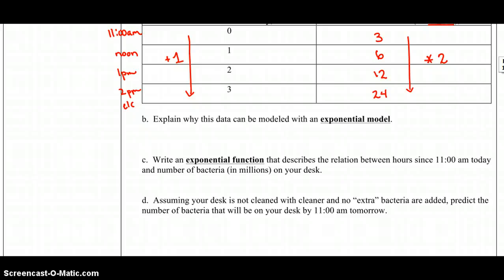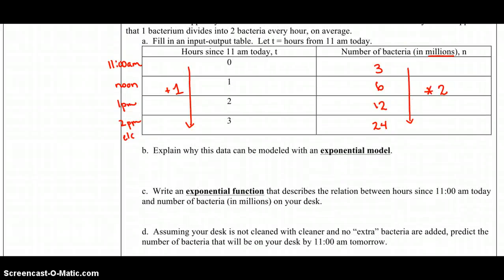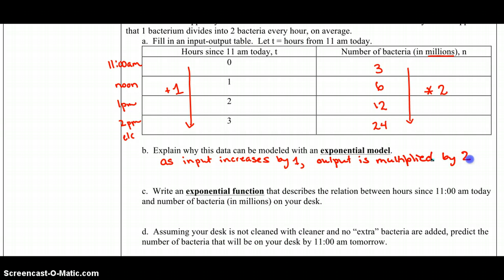Explain why this data can be modeled with an exponential model. As input increases by 1, our output is multiplied by 2. If we kept adding 2, we would have a linear model. But in this case, we keep multiplying by 2, so we have an exponential model.